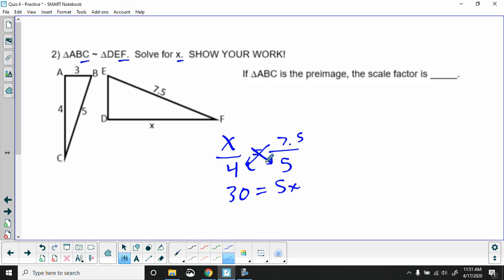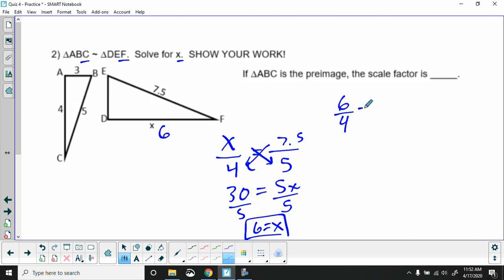Divide by 5. You get 6 equals x. Again, thinking about ratios. We just solved for that. So look, one of our ratios is 6 over 4. That reduces to 3 over 2.